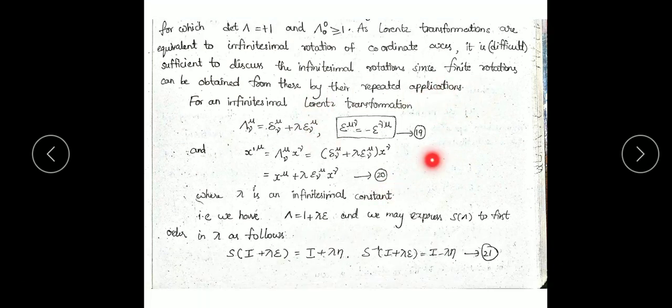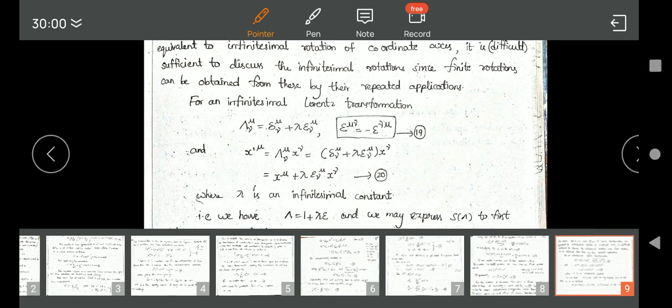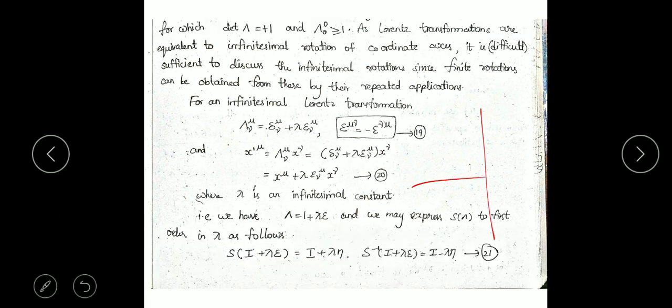If we keep on rotating like that, we could finally reach higher angles. So a particular rotation is a sum of these infinitesimal rotations. That is what is mentioned here.